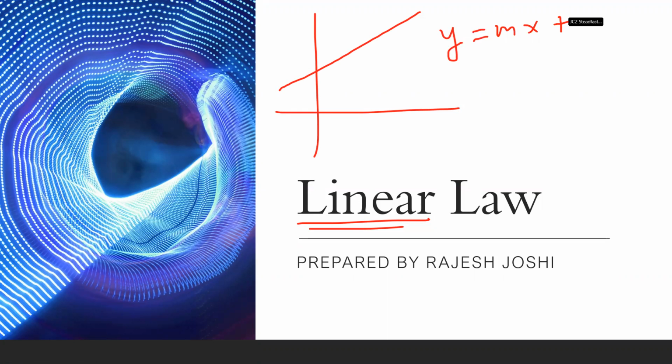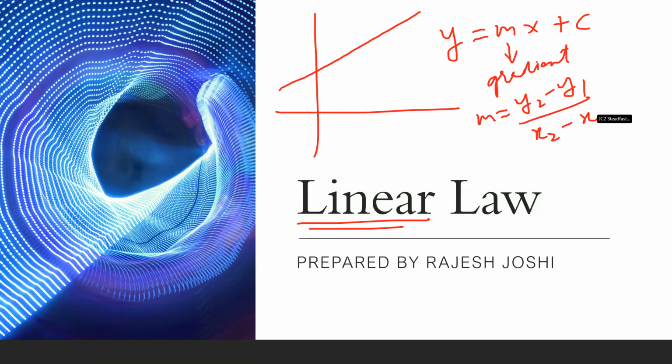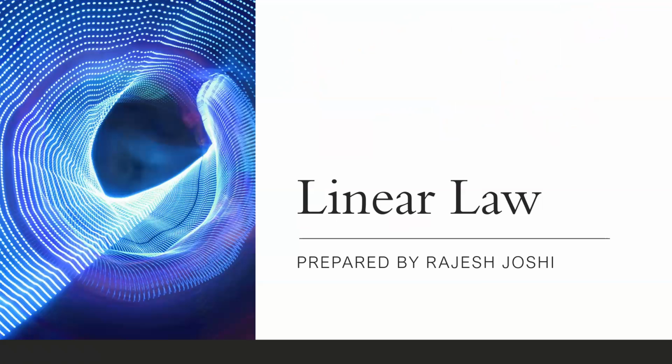in the form of y equals mx plus c, where m is the gradient, and the gradient of any straight line can be found by this formula that you have learned: y2 minus y1 over x2 minus x1, and c is the y-intercept. That's the point wherever the line intersects the y-axis. So this is the y-axis and this is the x-axis. So we'll be using this equation, the equation of a straight line, in linear law. So before we go into details, let's see an example.